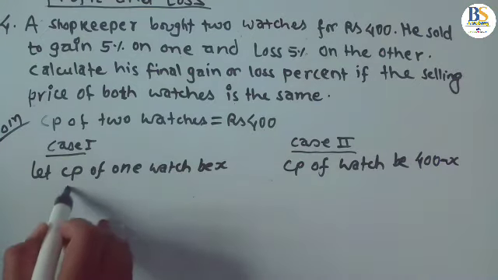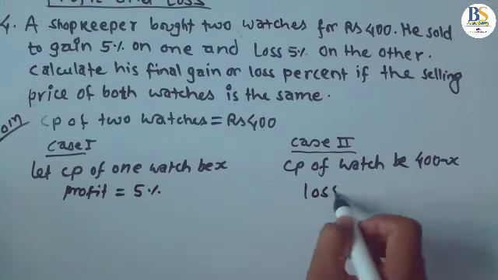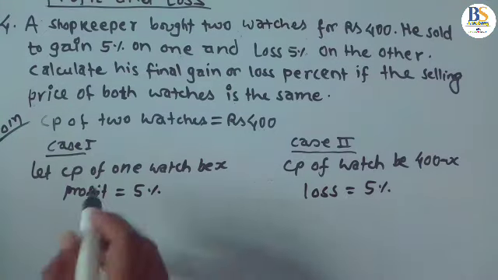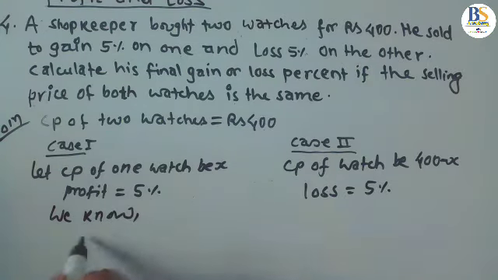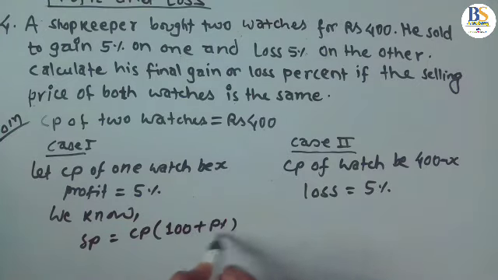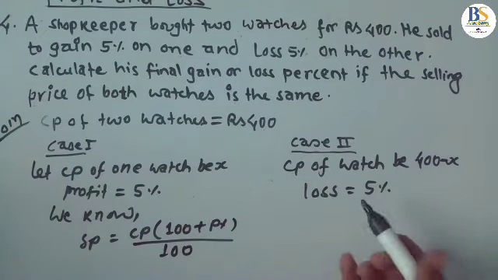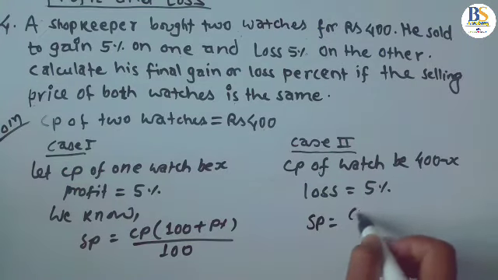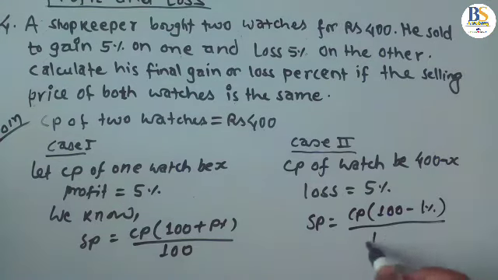He gained 5% on one, meaning profit is 5%, and then lost 5% on the other. CP and profit percent are given, so we can find SP. We know SP equals CP times (100 plus profit percent) upon 100. Again, CP and loss percent are given, so we can find SP, which is CP times (100 minus loss percent) upon 100. These are SP1 and SP2.